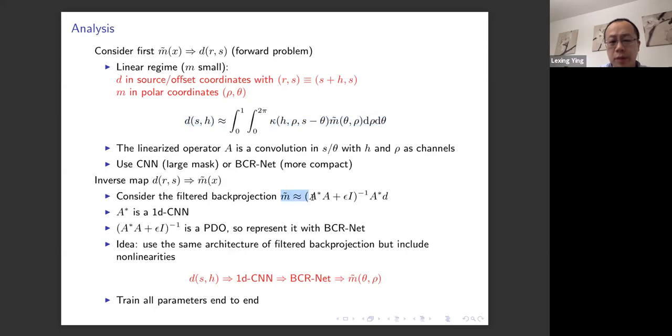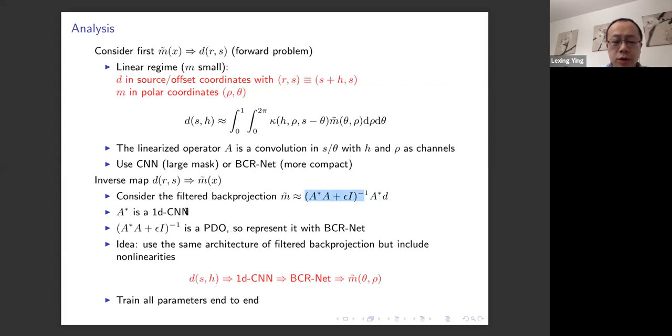So again, for the inverse problem, we use a filtered back projection, and this A star operator, similar to operator A, can be represented by a bunch of 1D convolutions with multiple channels. And this second part, this regularized inverse part, can be represented as a pseudo-differential operator.